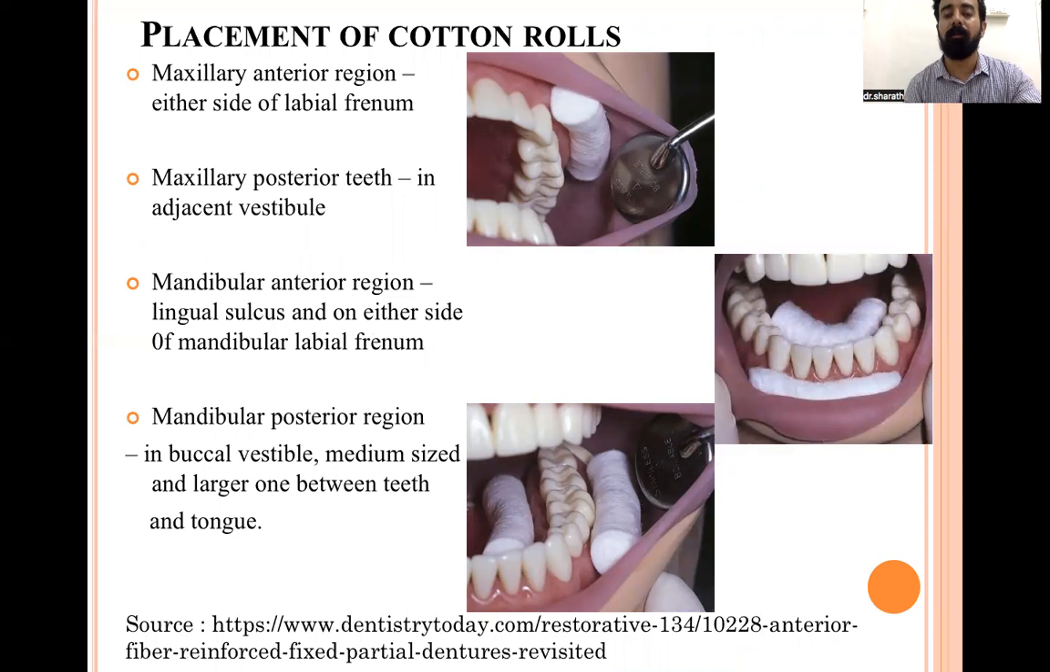If you are working on the maxillary segment, for example, the maxillary right segment, you need to isolate the maxillary right buccal region. Okay, and if it is a maxillary left, you isolate the maxillary left adjacent vestibule. If the procedure is being done in the lower quadrant, you need to isolate the upper buccal, upper lingual, as well as the upper buccal.